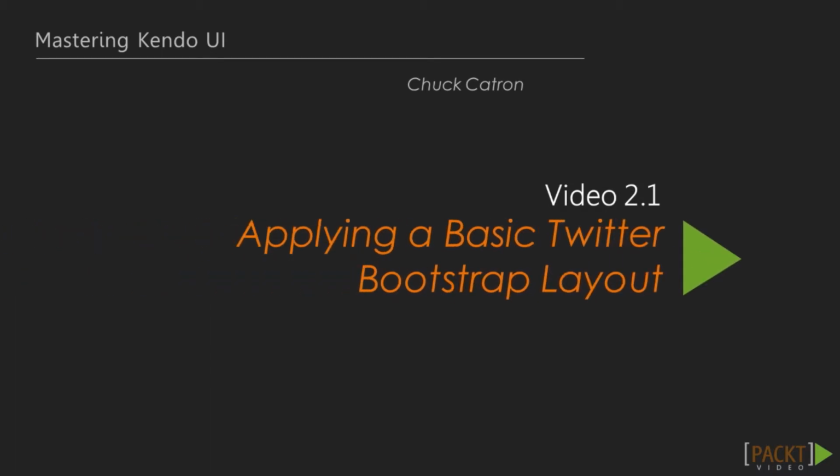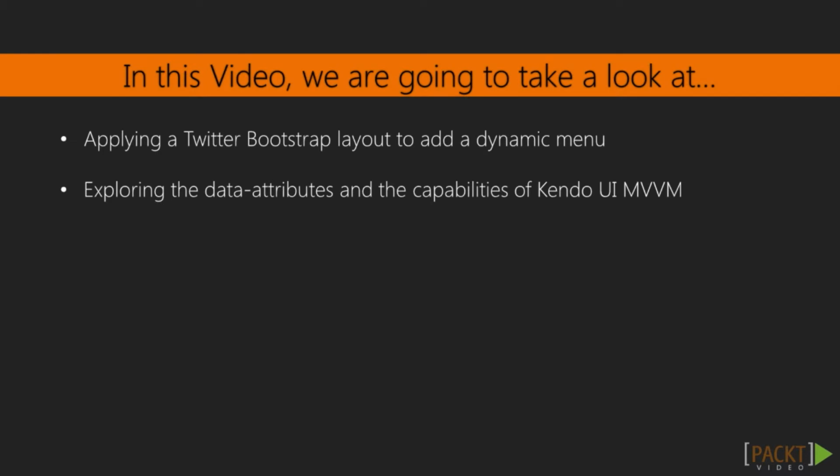In this section, we will be doing a high-level overview of getting and applying a Twitter Bootstrap layout, then adding the styles needed to make the menu styled like Twitter Bootstrap. We are doing all this work so that we can have a dynamic menu using Kendo UI MVVM, along with the look and feel of Twitter Bootstrap.